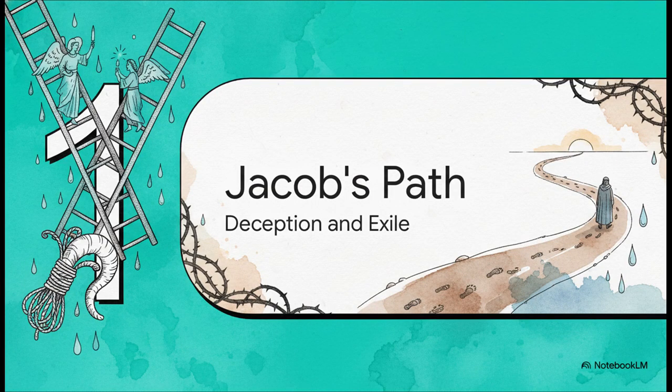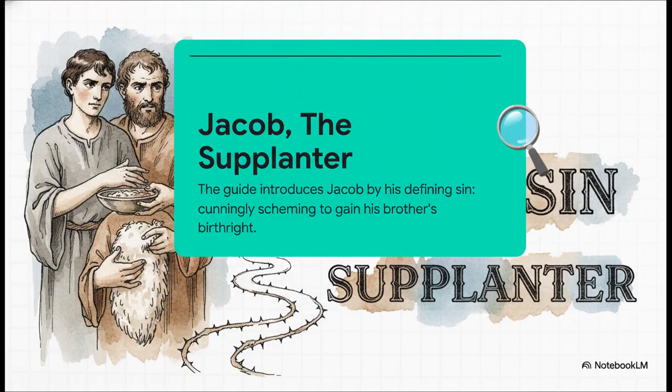Okay, let's dive right in with the guide's first major character study, the very complex, pretty cunning, and, let's be honest, deeply flawed figure of Jacob. The guide doesn't pull any punches. Lesson 2 is literally titled Jacob the Supplanter. It immediately frames him not as some kind of hero, but by his defining sin. It uses the very meaning of his name to set the stage for a story all about moral failure.